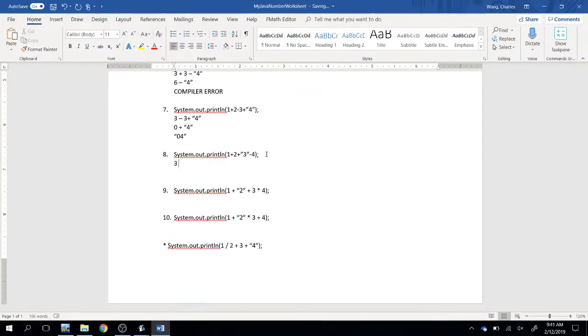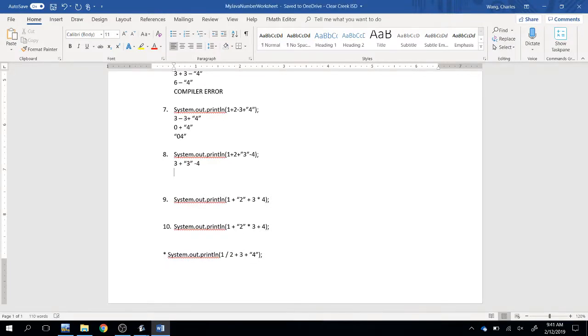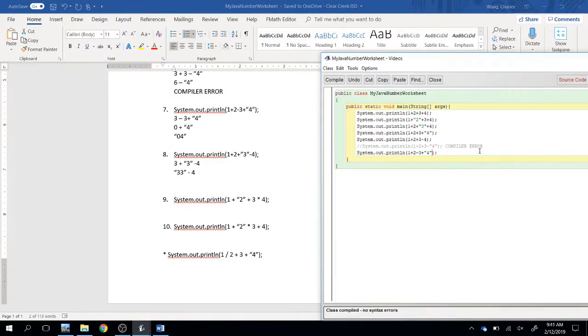1 plus 2 is 3. I add a string 3, so concatenate. Can I subtract 4 from a string 33? No. And yes, you're correct. It will lead to a compiler error.